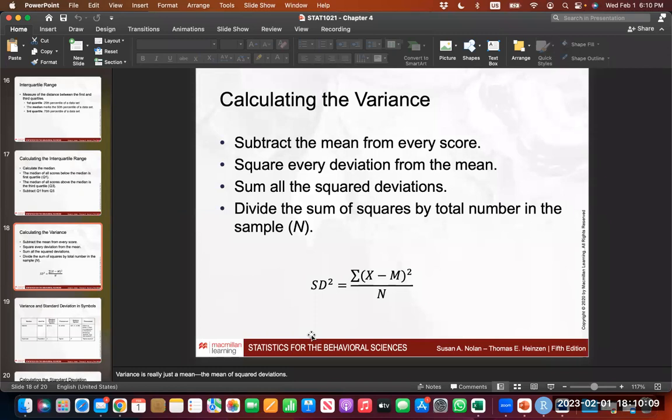Yes, please. What does the sign before the parentheses mean? That is the epsilon, that's the sum. Just like with the arithmetic mean, it means sum all individual differences, sum up all those differences.